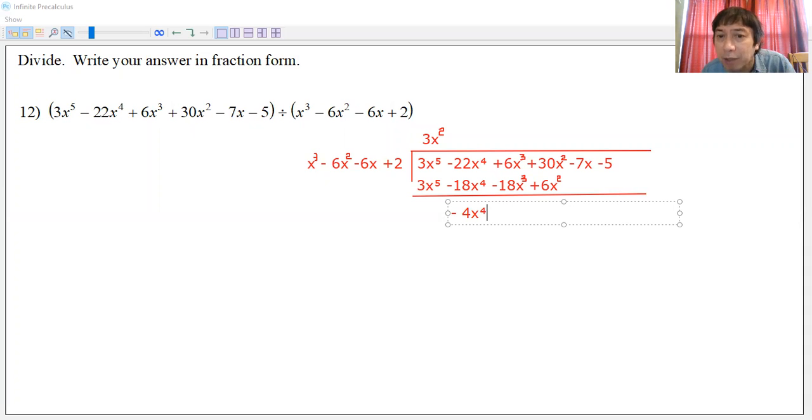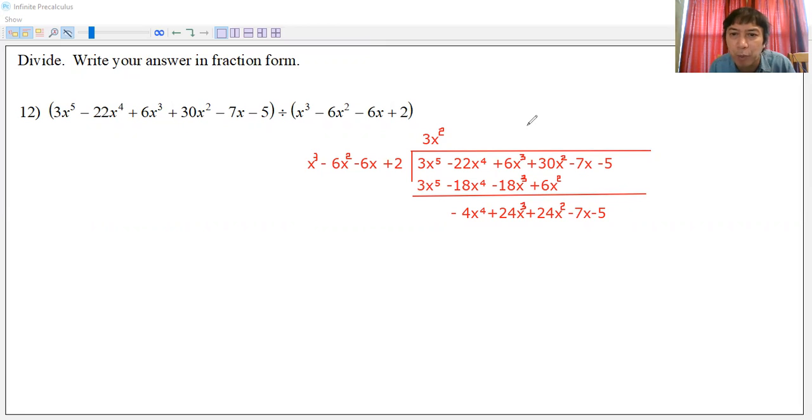Now the 6 minus negative 18, 18 becomes positive. We're going to have a plus 24x cubed. And then followed by 30 minus 6, that's a positive 24x squared. So we're going to have here the minus 7x, that's just bring down. And then that minus 5 is a bring down. All right, and so this is now cube, and this is squared over there. So that's a 24, that's a negative 4, that's a 24.